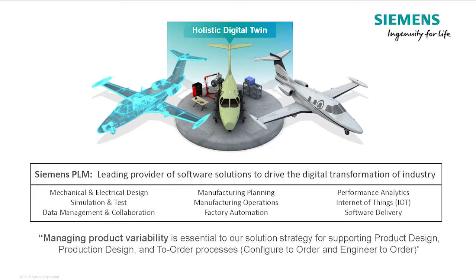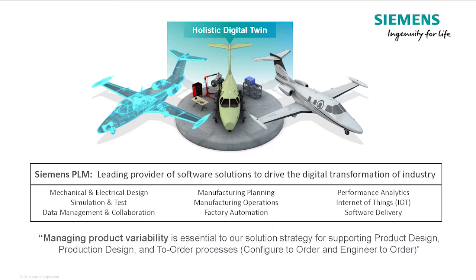So obviously engineering has to be able to design within the context of that product variability, and then manufacturing process planning has to be able to account for all the product variation that's going to be coming down the manufacturing line. So really this ability to manage product variation is really important to our product strategy, and we have product configurator capabilities baked into our platform as a service, so it can be available to all our engineering and manufacturing applications.